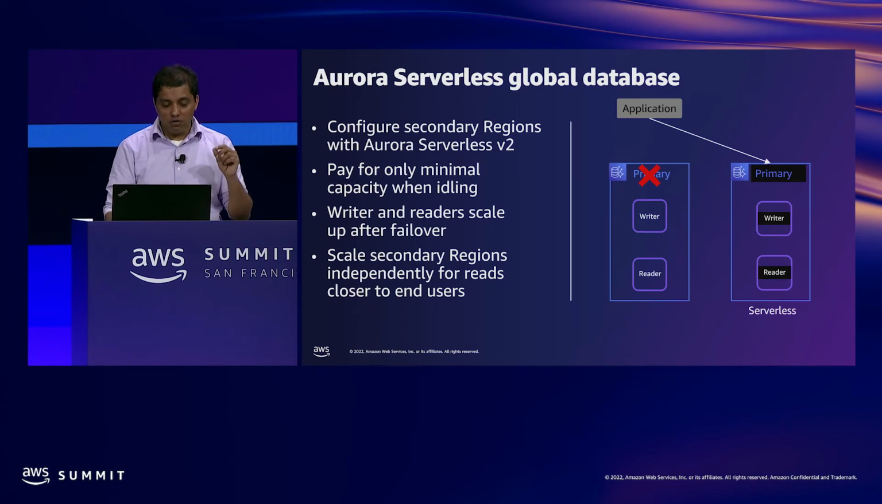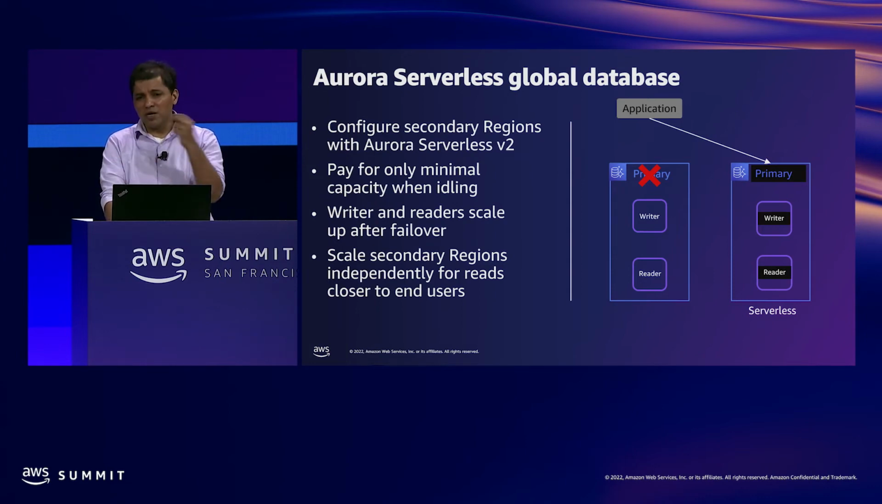But again, the important thing here is that it's now very easy and cost-effective to set up a secondary region and have an Aurora Serverless V2 running there with a minimal ACU, half an ACU to start with. So it's available for you when you want to fail over to it.